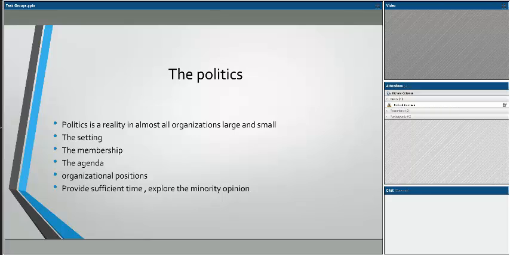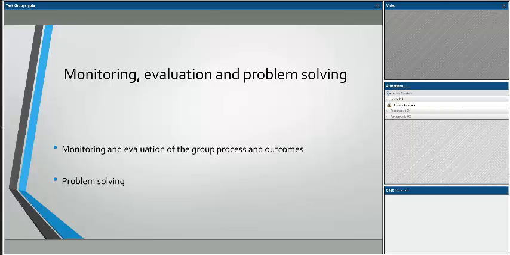So again, make sure that you understand that sometimes the setting, who's in the room, what the agenda is, and the organizational position of people in the room matter. Making sure that you pay attention to and explore some of the minority opinions are things you can do to be effective from a political standpoint as you're moving through those groups.